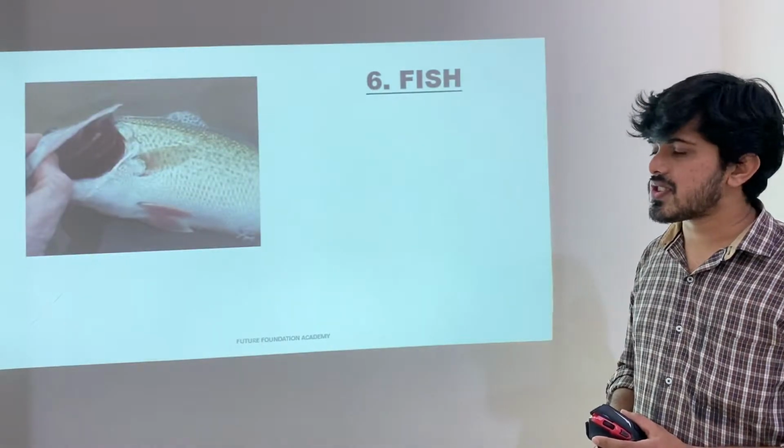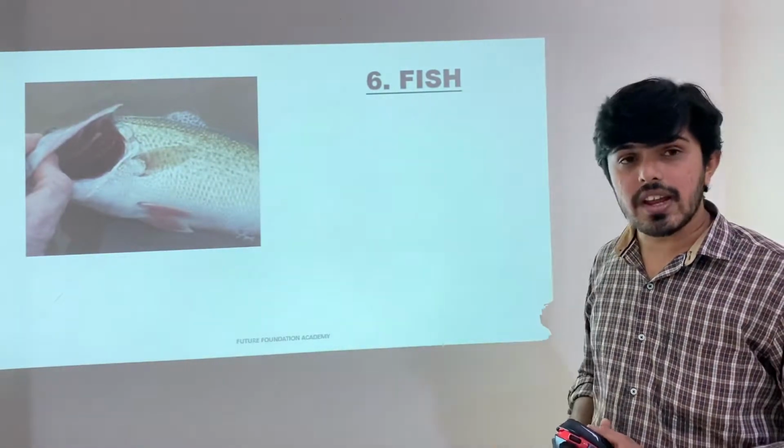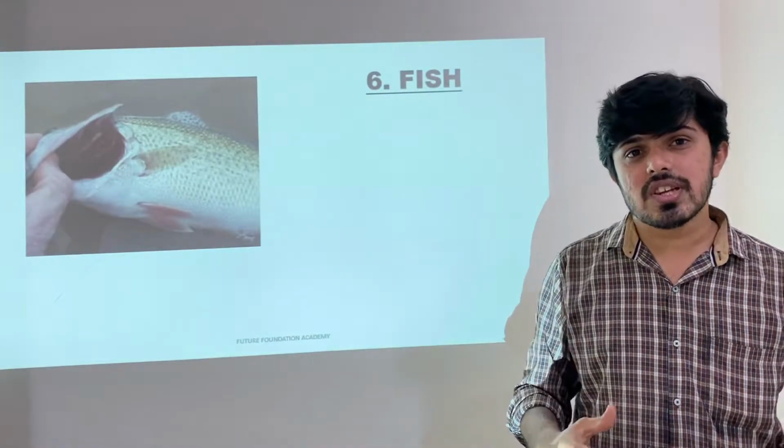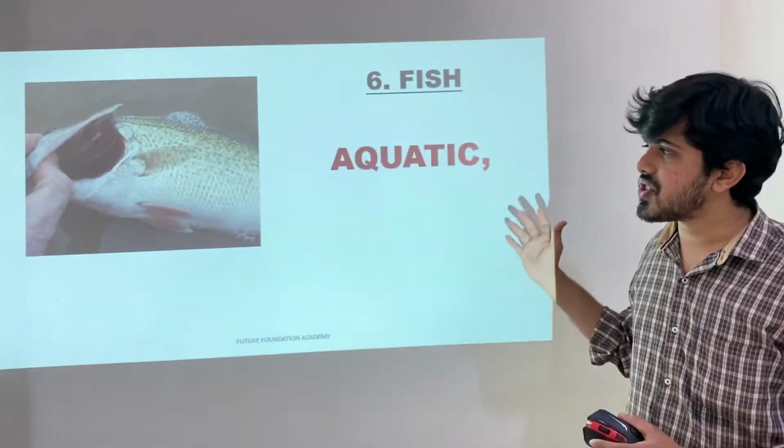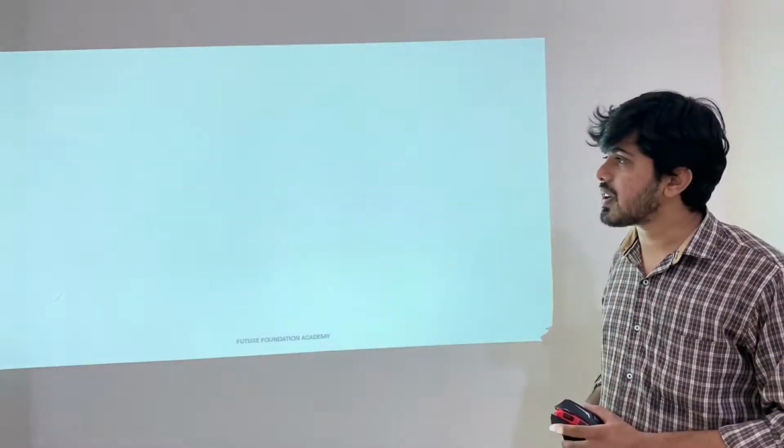Coming to the next, in the further slide, we are going to study fish. See, fish have gills. You know, near their fins we can see gills, but these gills are internal. Amphibians have external gills, fishes have internal gills. Fishes are aquatic and the main respiratory organs are internal gills.